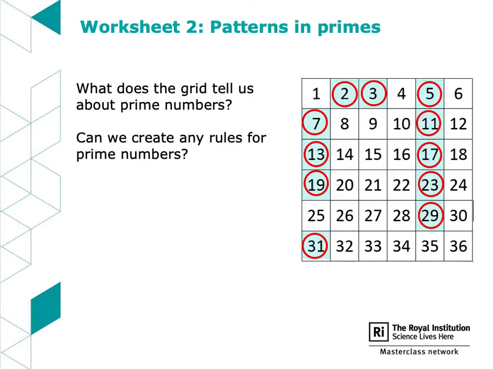How did you get on? What patterns are created by the prime numbers? The grid shows all the prime numbers circled. Can you spot a pattern? Can we create a rule for predicting prime numbers? Well, not exactly, but they do all fall into 2 columns, so we can predict this will carry on. Recognising patterns can help us to predict.